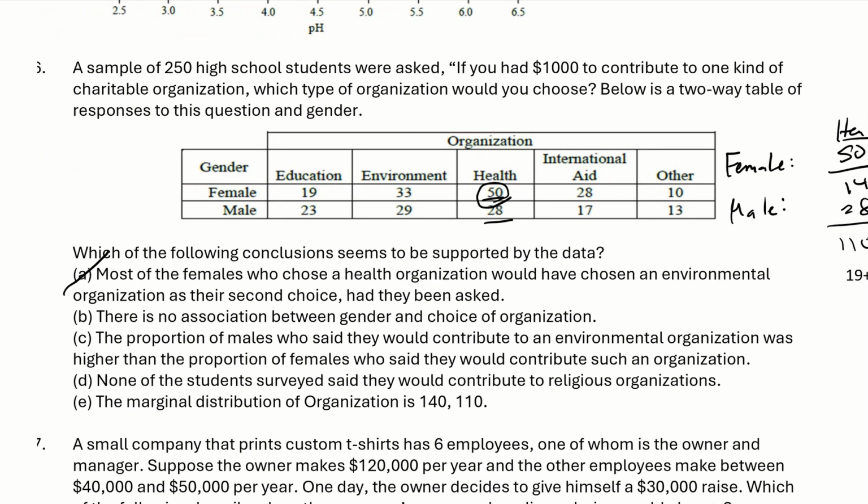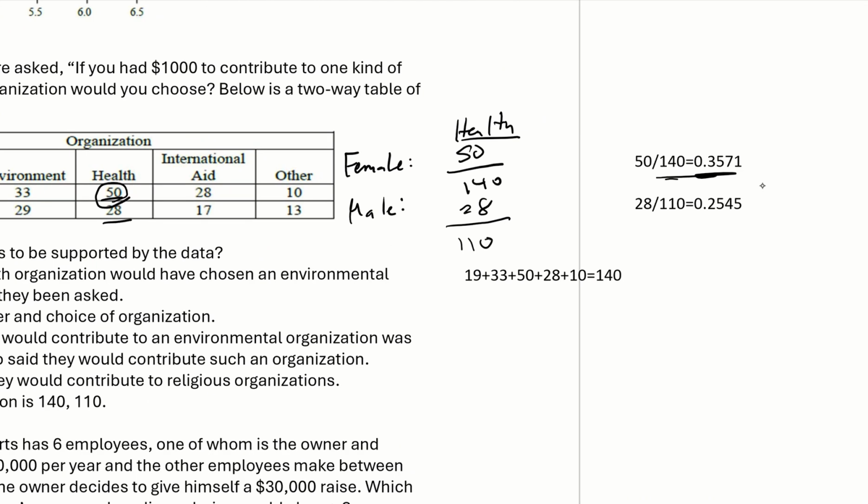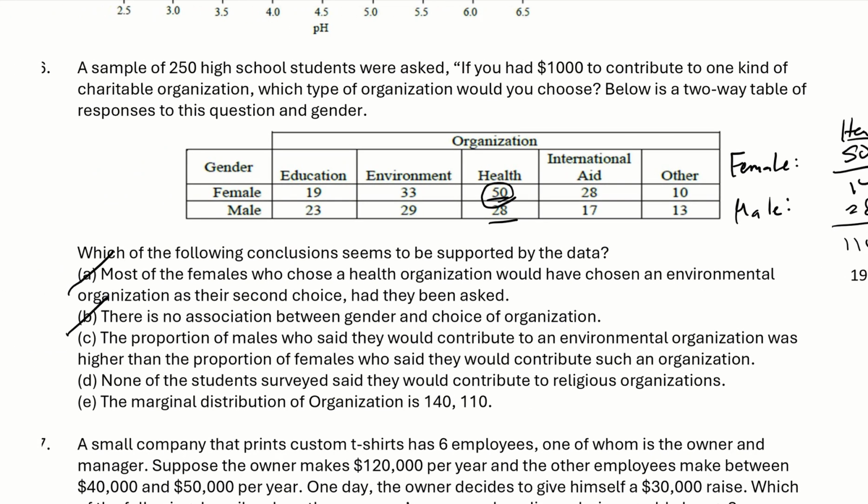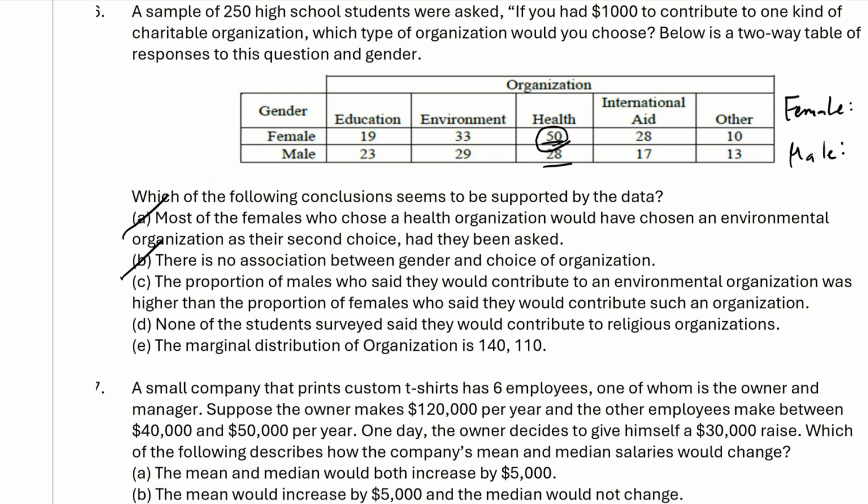Okay, so here there's no association. That's incorrect. There is an association. We see that gender does play a role in what they choose, and you can compare that to the rest of them. It has that same kind of pattern.